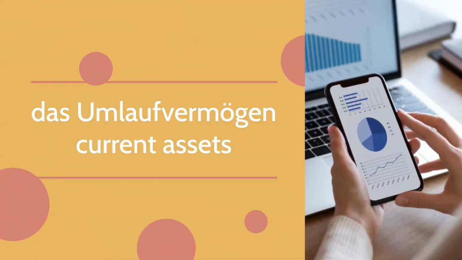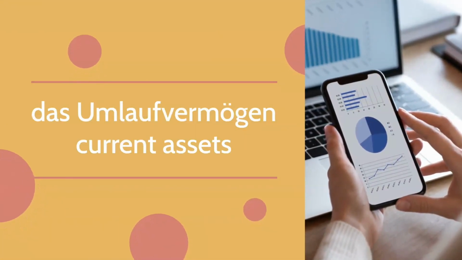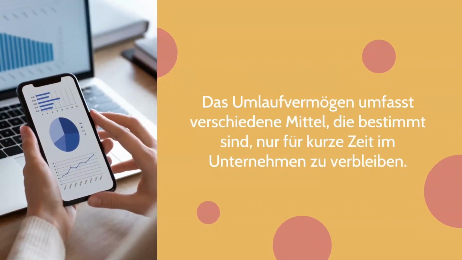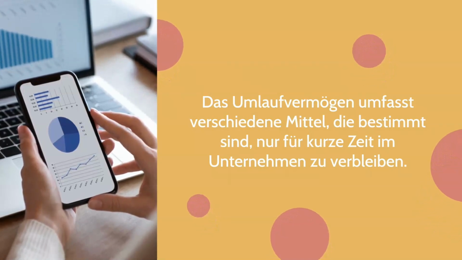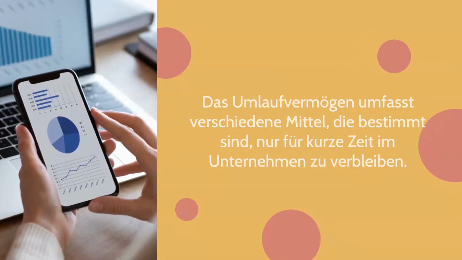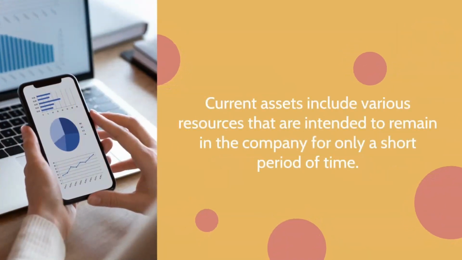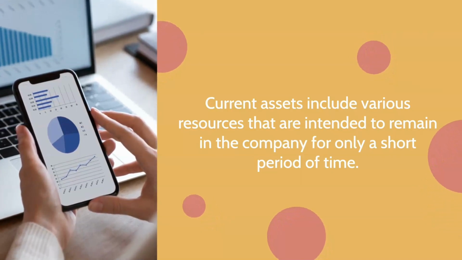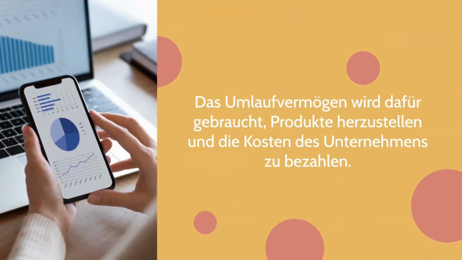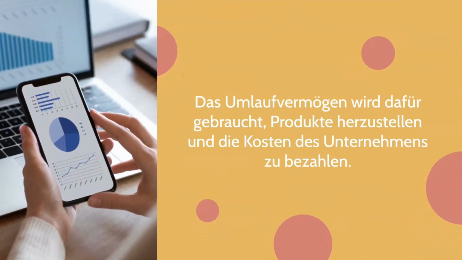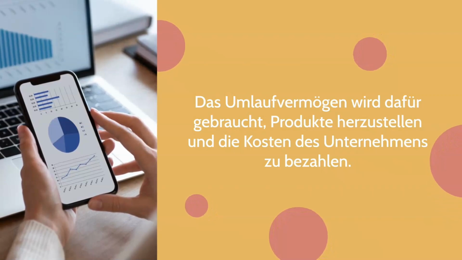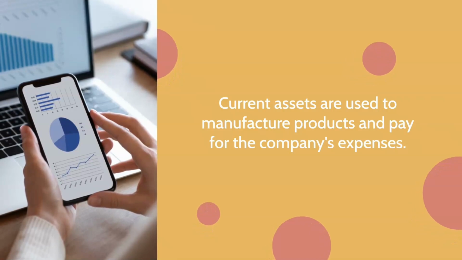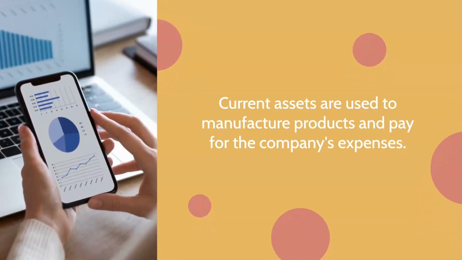Das Umlaufvermögen, Current Assets. Umlaufvermögen umfasst verschiedene Mittel, die bestimmt sind, nur für kurze Zeit im Unternehmen zu verbleiben. Current assets include various resources that are intended to remain in the company for only a short period of time. Das Umlaufvermögen wird dafür gebraucht, Produkte herzustellen und die Kosten des Unternehmens zu bezahlen. Current assets are used to manufacture products and pay for the company's expenses.